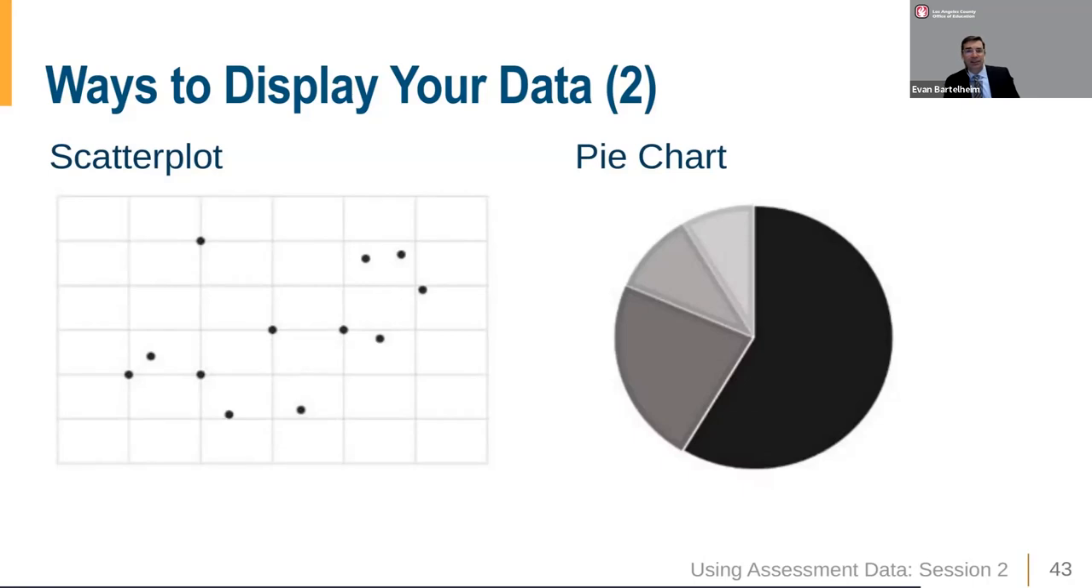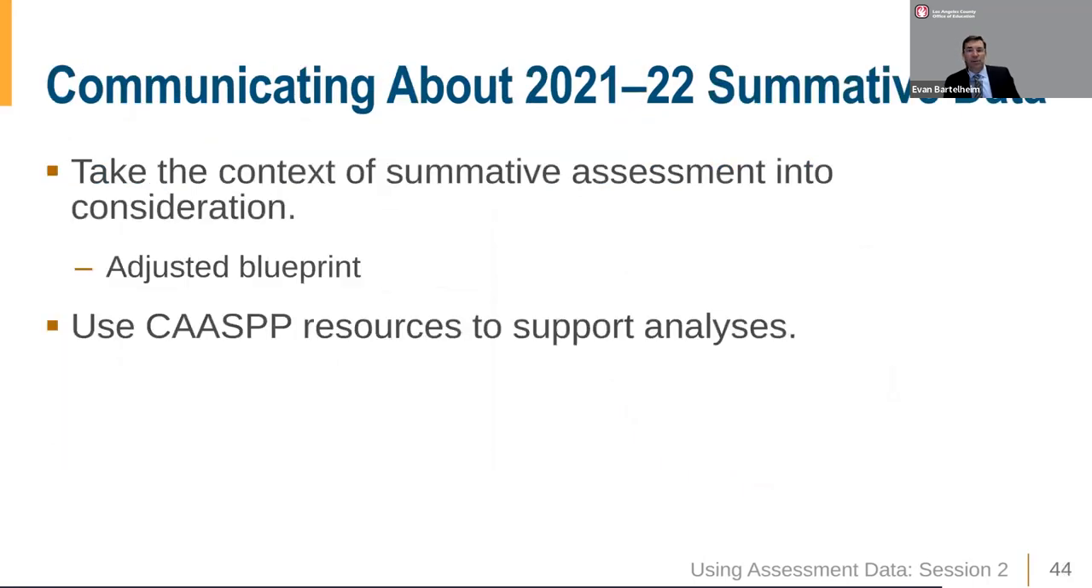Next slide, please. So when you're communicating about your 2021-22 data, you'll also need to take the current context into consideration, of course. This can include noting that students are using an adjusted form for their English language arts literacy and mathematics assessments, just like they did last year and may next year, we don't know yet. An implication of this is that claim level results for individual students aren't available, as well as target reports for groups of students.